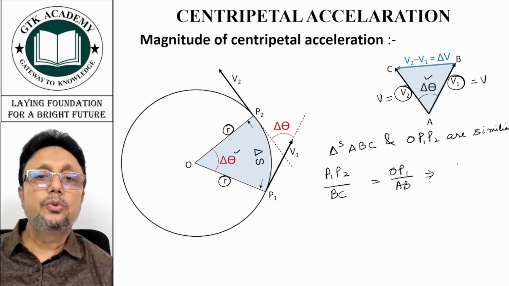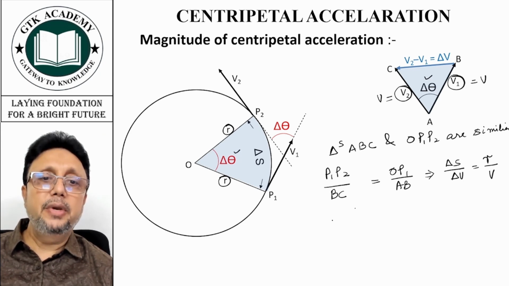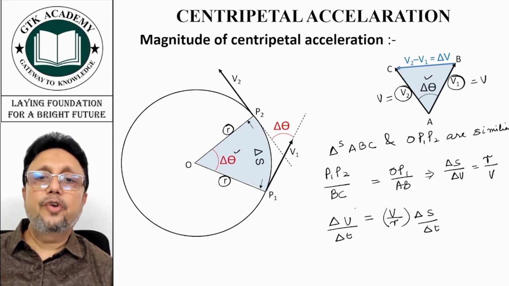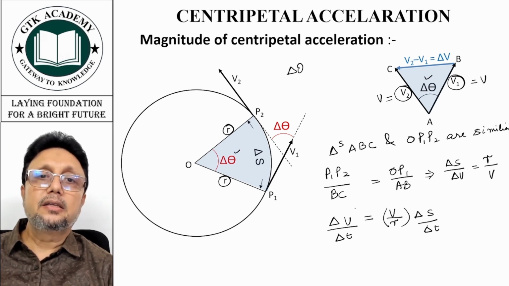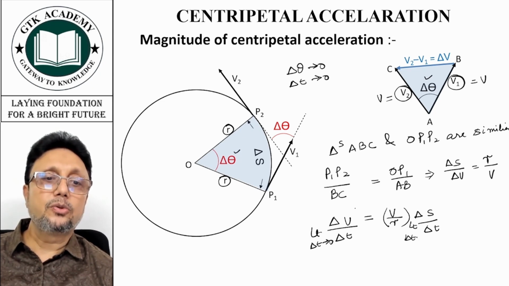That means now P1P2 is delta S, BC is delta V, OP1 is R, and AB is V. So that means delta V is equal to V upon R into delta S. Now divide by delta T on both sides. Now when delta theta tends to 0, then delta T will also tend to 0, because P1 and P2 are very close. So put the limit delta T tends to 0.